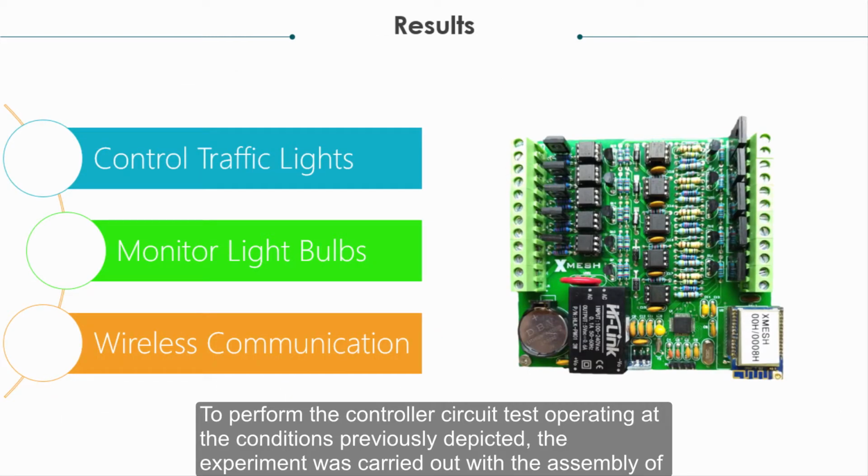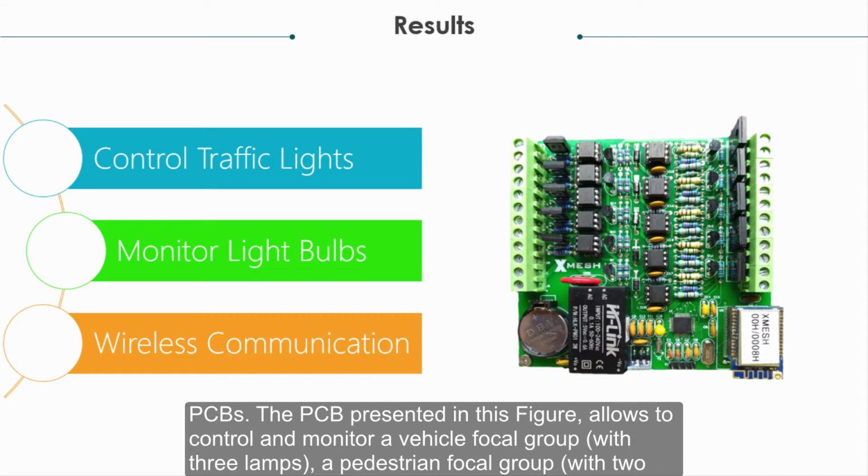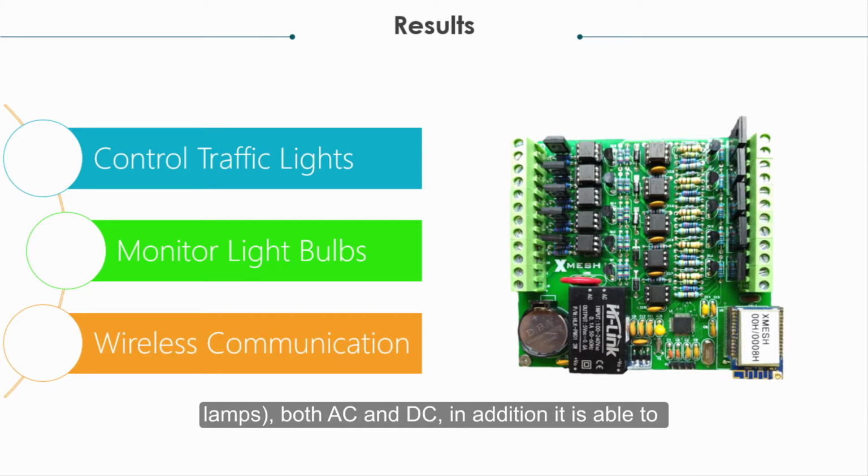To test the controller circuit operating at the conditions previously depicted, the experiment was carried out with the assembly of PCBs. The PCB presented in this figure allows to control and monitor a vehicle focal group with 3 lamps and a pedestrian focal group with 2 lamps, both AC and DC. In addition, it is able to perform a pedestrian button action.